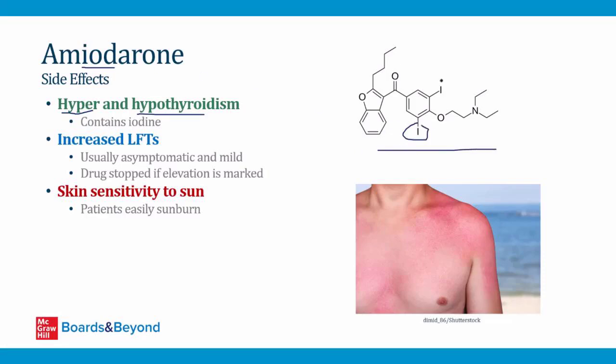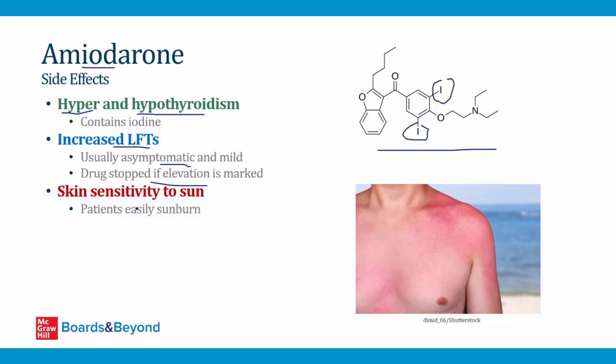You can see its structure here, and it's got iodine molecules, and iodine is part of thyroid hormone. So amiodarone is often taken up by the thyroid gland, and that can lead to hyper or hypothyroidism. It also accumulates in the liver, so it can lead to increased liver function tests. This is usually asymptomatic and very mild, but if it's severe, usually the drug has to be stopped.